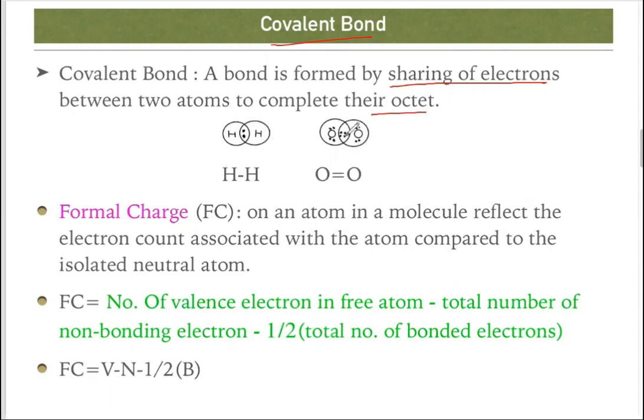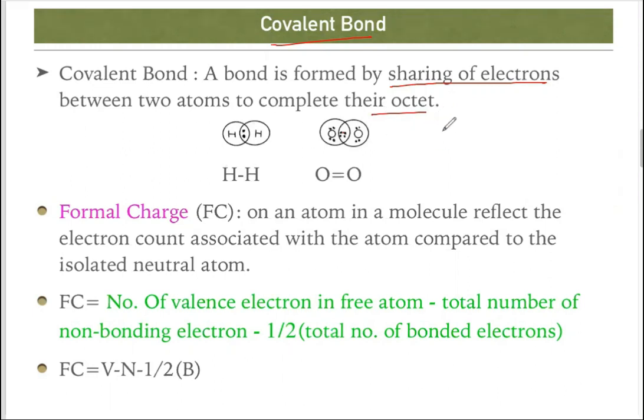Let's talk about oxygen. These 4 electrons are shared by these two atoms. To complete the octet, if we count the number of electrons around this oxygen, that will be 1 2 3 4 5 6 7 8. This one was also 8.